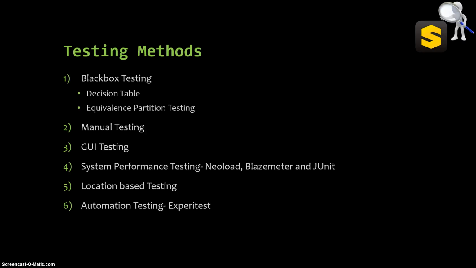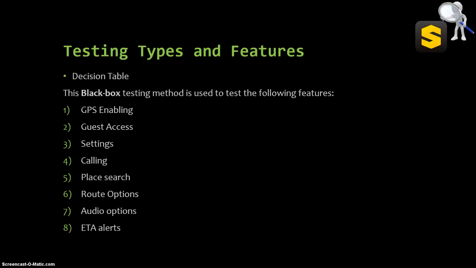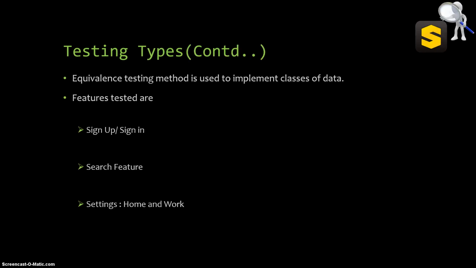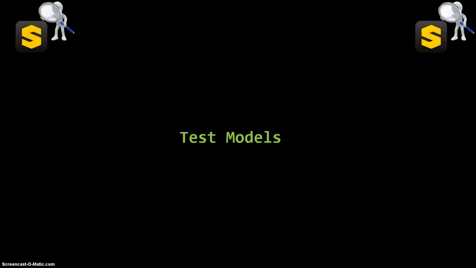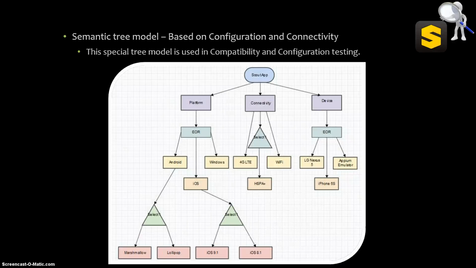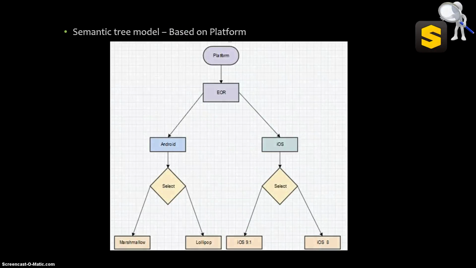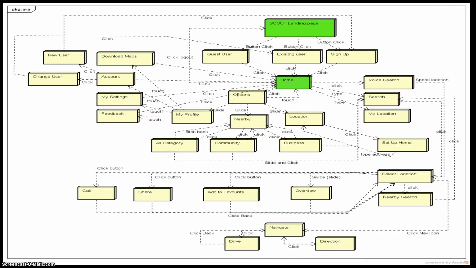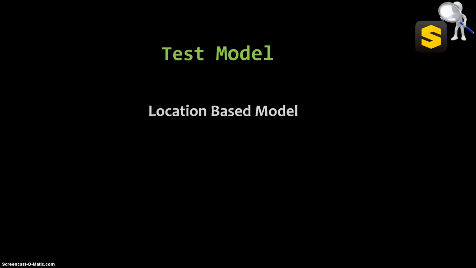Okay, so let's move ahead to the types and features. So these are the features of our application. Okay, so this is the test model. This is the configuration and connectivity model. This is the high level GUI model for our testing project of the Scout application.